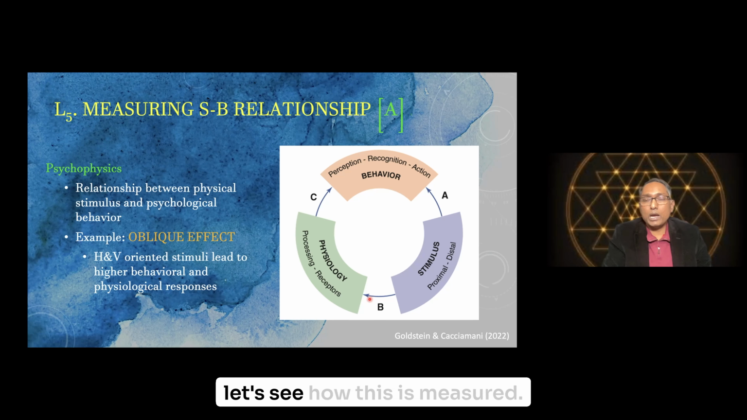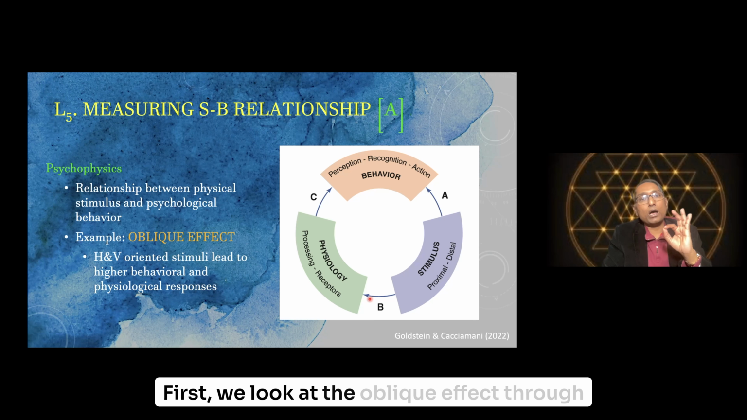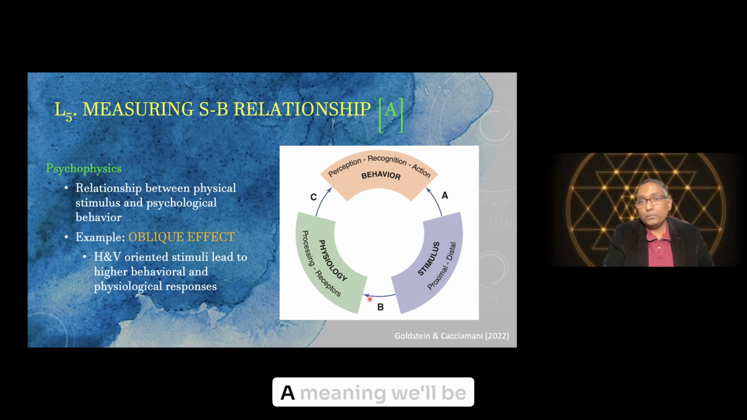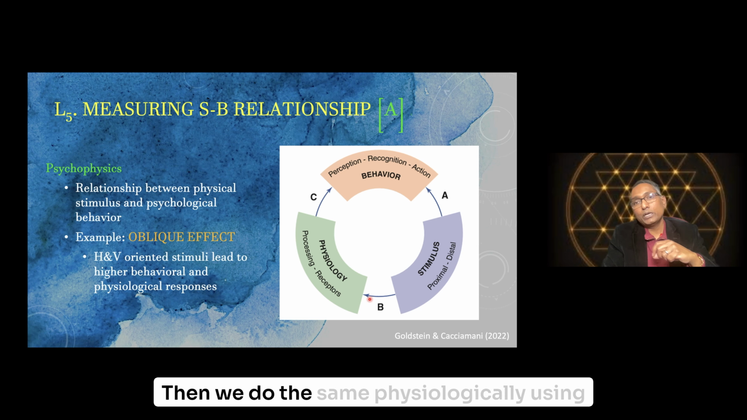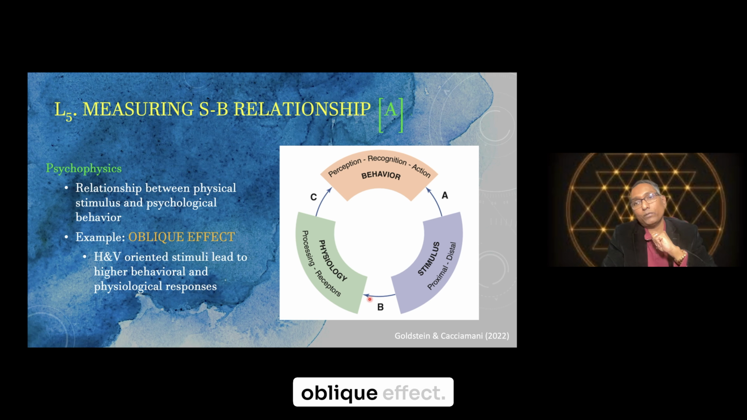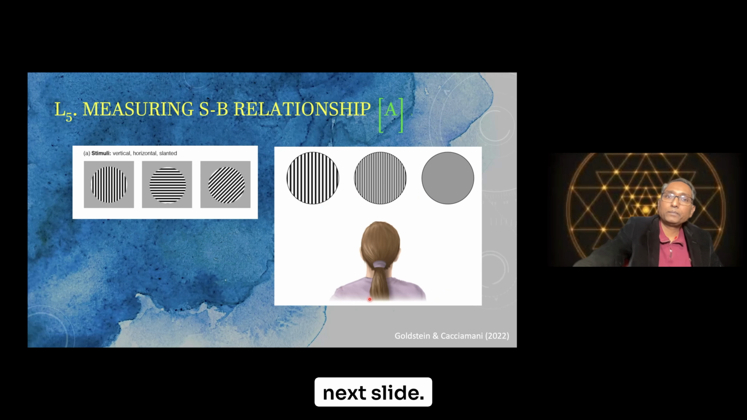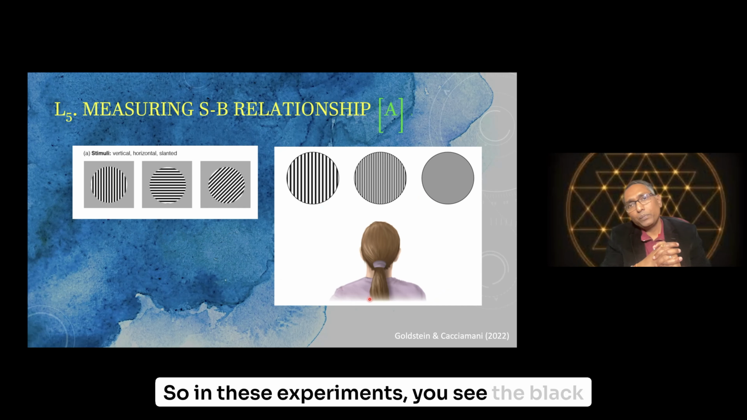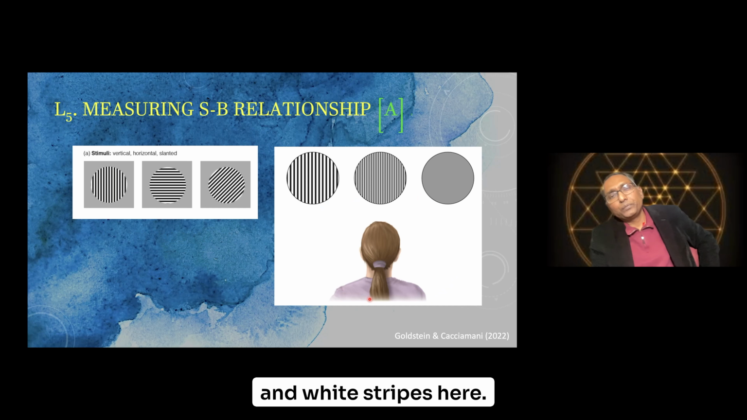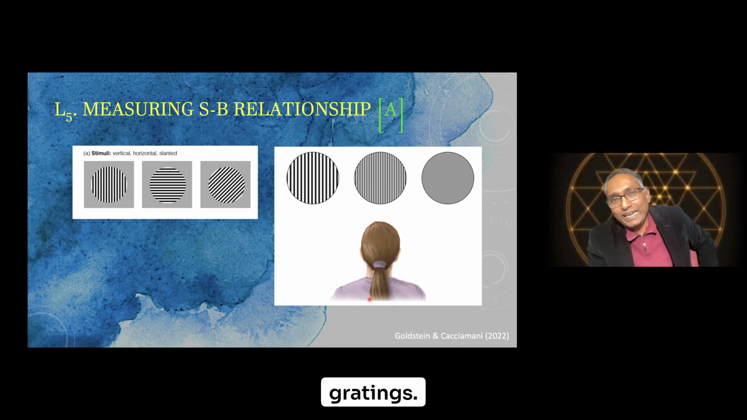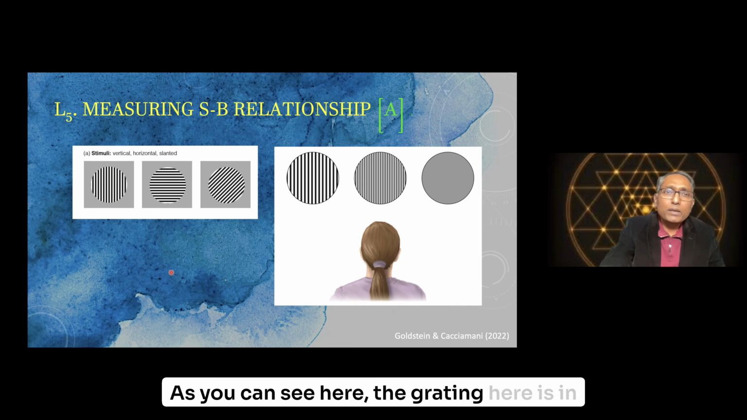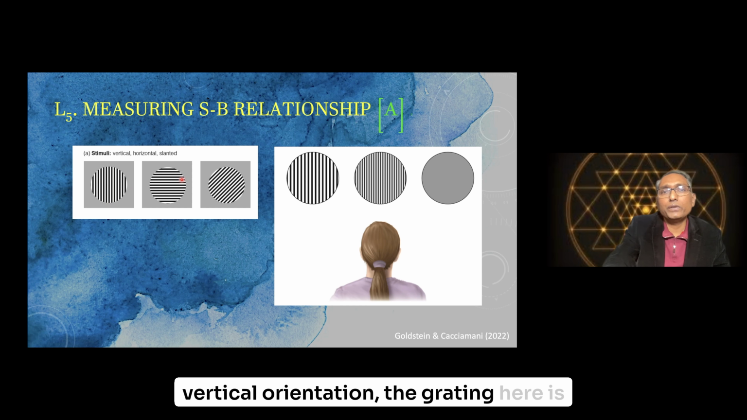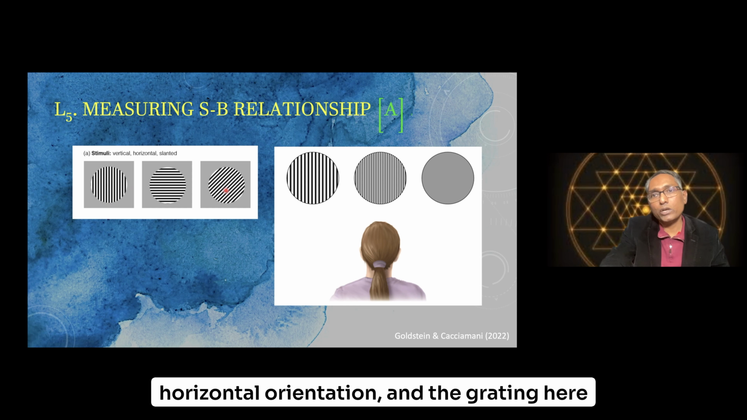For now, let's see how this is measured. First, we'll look at the oblique effect through A, meaning we'll find the relationship between stimulus and behavior through the oblique effect. Then we do the same physiologically using the oblique effect, and we'll talk about how we do this in the next slide. So in these experiments, you see the black and white stripes here. These black and white stripes are also called gratings. These gratings can be of different orientations. As you can see here, the grating here is in vertical orientation, the grating here is horizontal orientation, and the grating here is in oblique orientation.